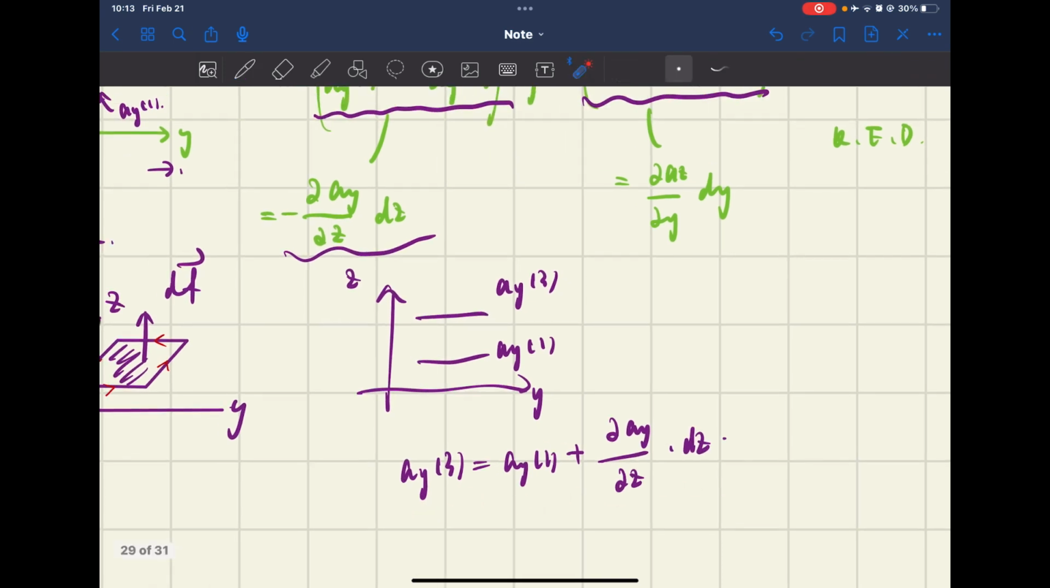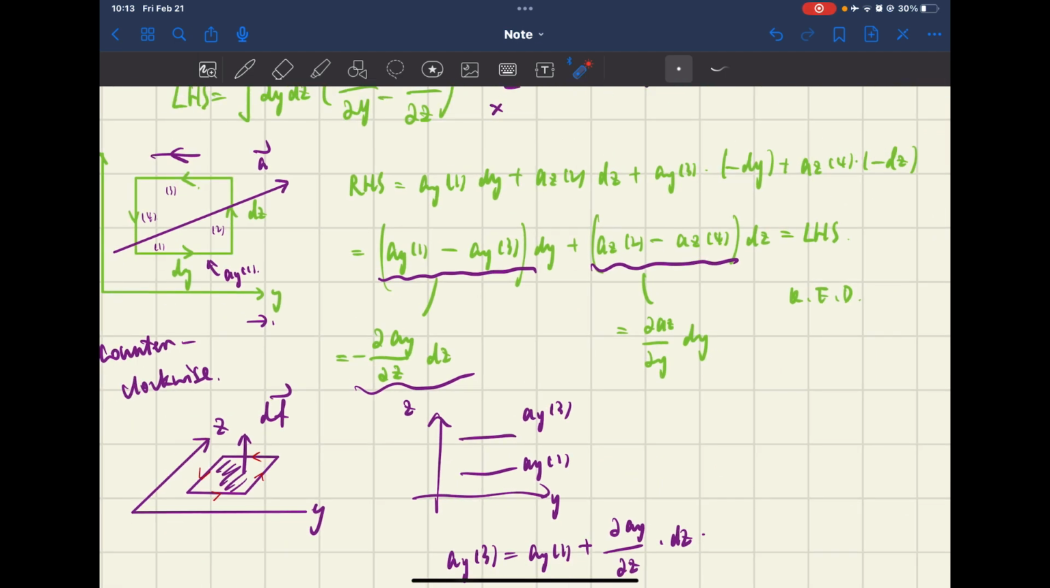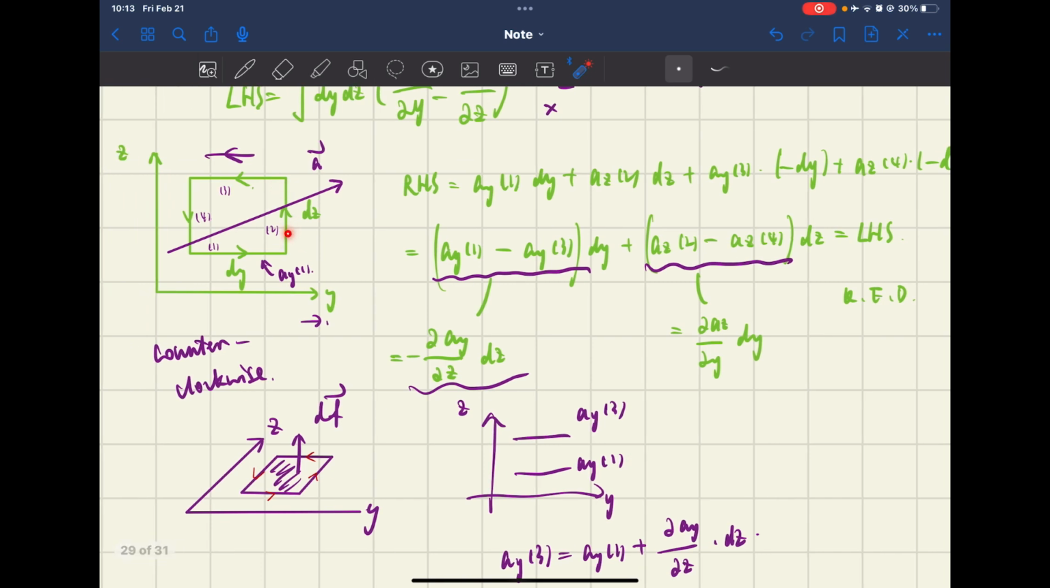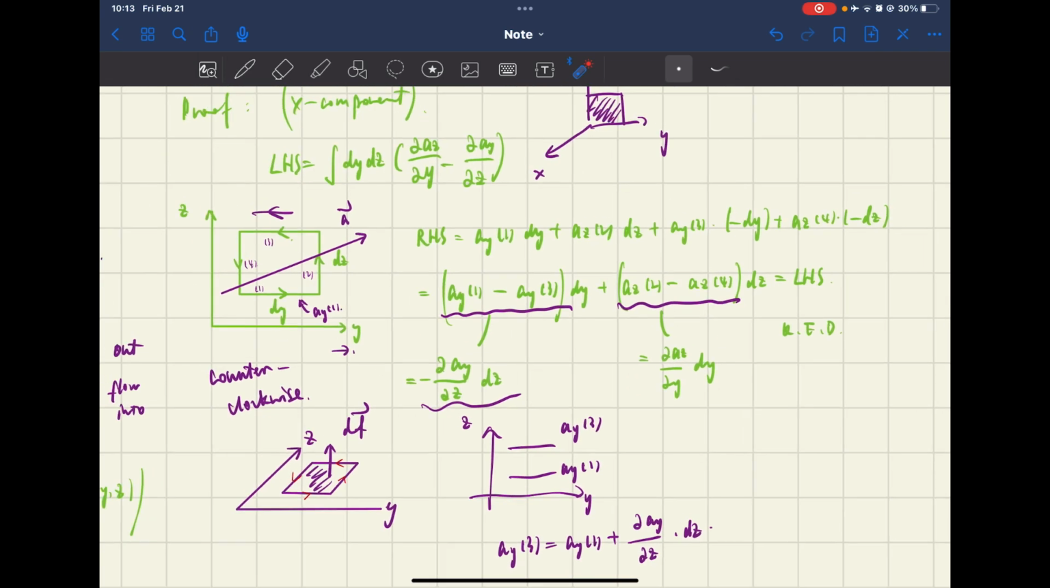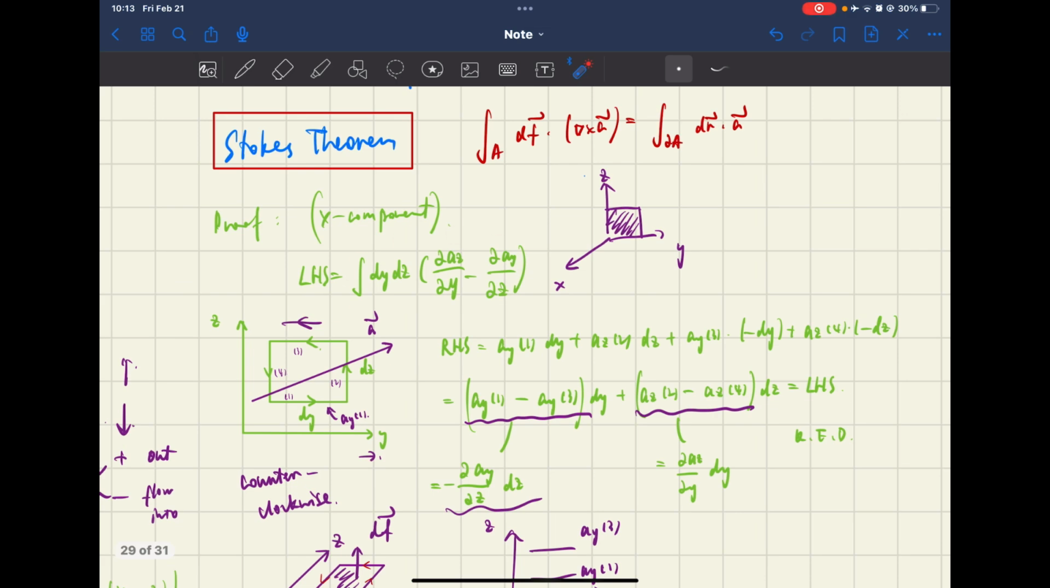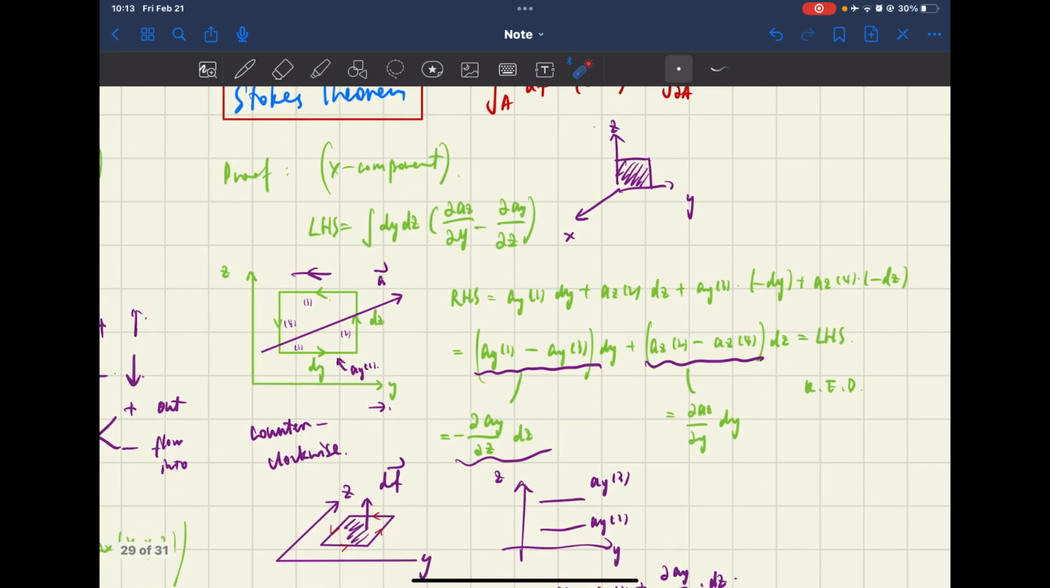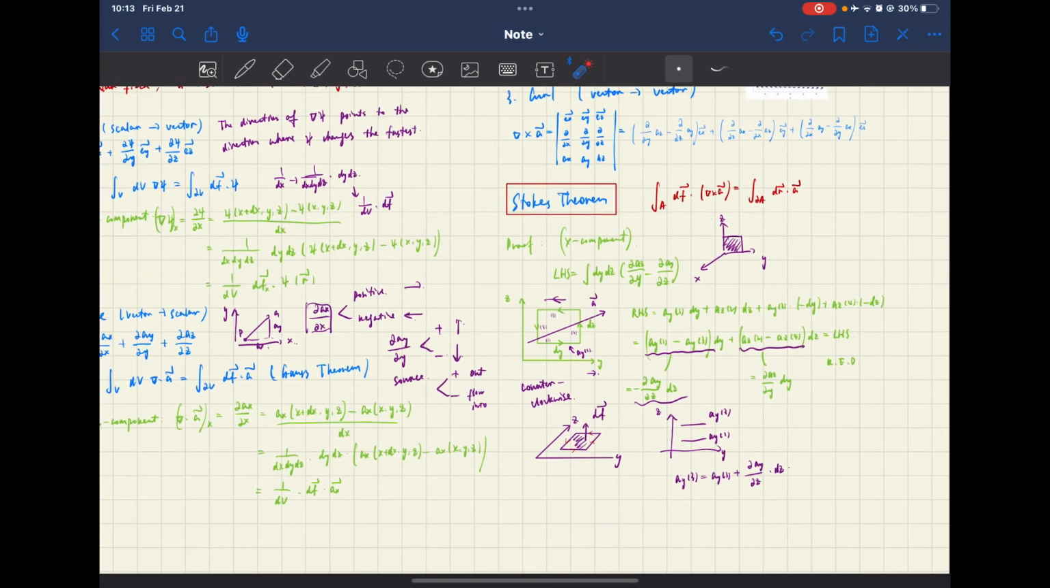Okay, and we substitute this back in our equation here, and here we have a minus sign, but here we don't, because a_y3 is in the positive direction of the z-axis, same as a_y1. However, a_y2 is on this side, and a_y4 is on this side, so a_y2 equals a_y4 plus something. So this will be positive and this will be negative, and we substitute all this back in, and we will obtain the left hand side, this part of the expression. So this is solved, and that's how we prove the Stokes theorem.